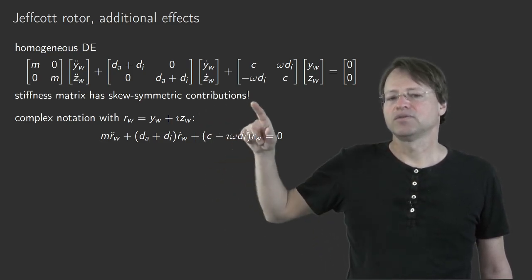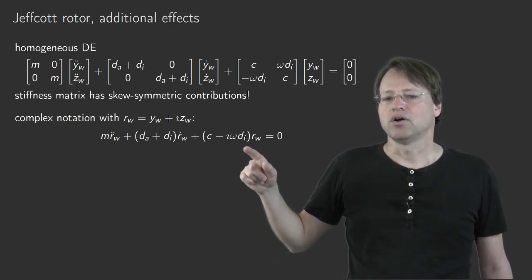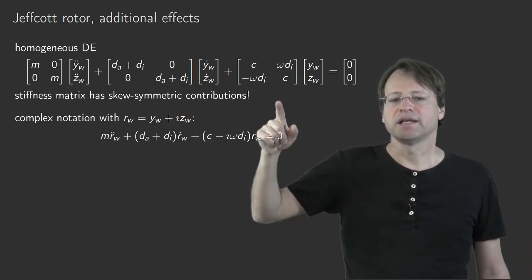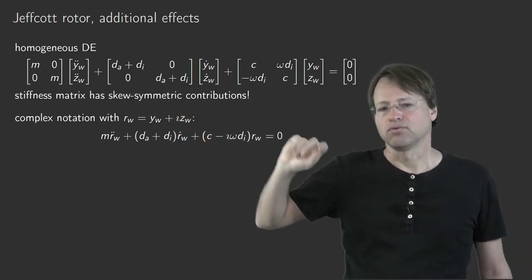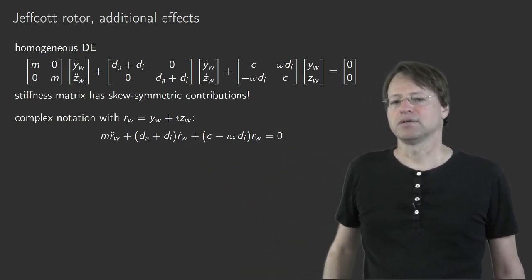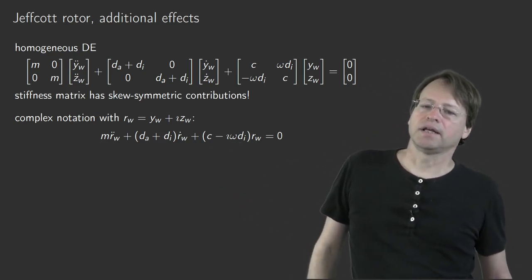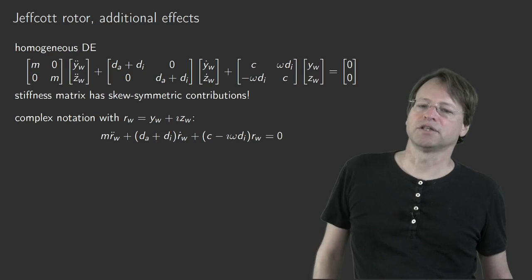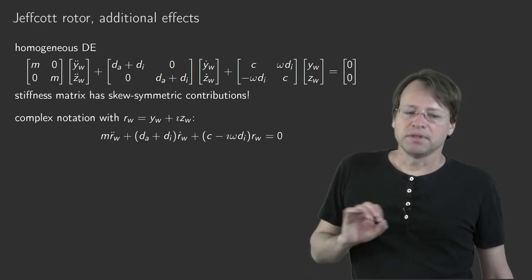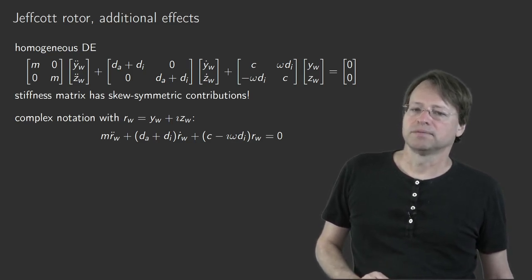For the second equation, we would have then the imaginary part, which would be minus I omega d sub I multiplied with y sub W, and C, then of course times I, which is multiplied by z sub W, and then you have this imaginary unit. Okay. This would be the equation in the complex notation.